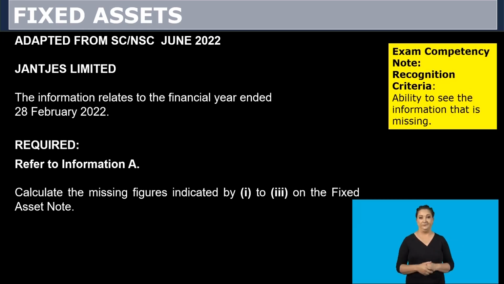We have an activity here, which is adapted from the June 2022 paper, and it reads: Yantis Limited. The information relates to the financial year ended 28 February 2022. Required, we're going to calculate number 1 to number 3. And this information, we find it on the fixed asset note.